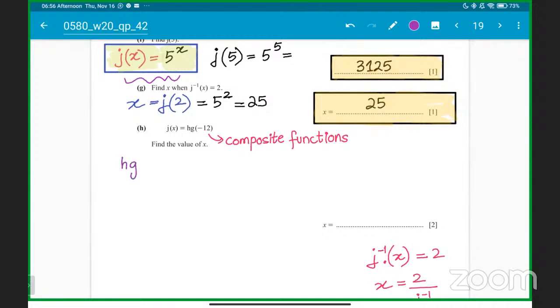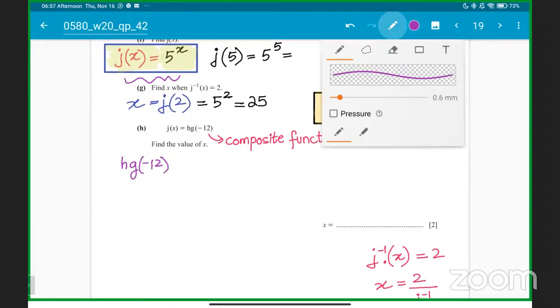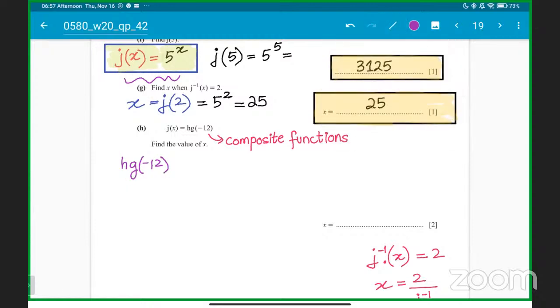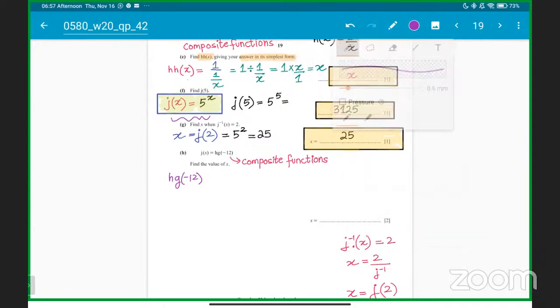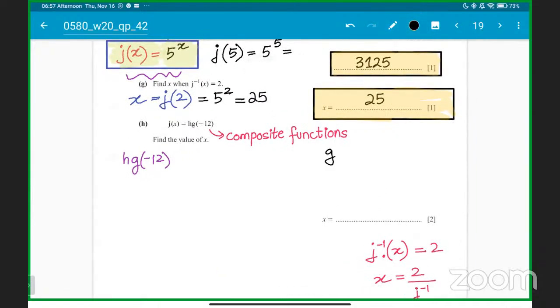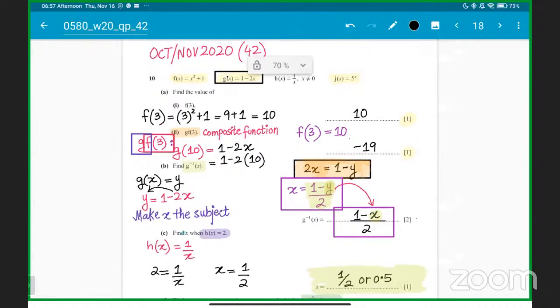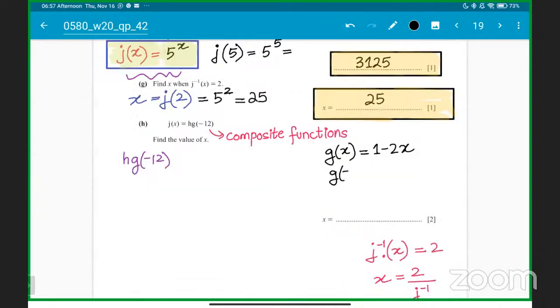Again, the same tactics apply. What are we going to do? First, we are going to put the g of minus 12. So we need all the functions together here. Let's do it here, students. What was the g function? I think 1 minus 2 times x, right? Let's check. Yes, the g function is 1 minus 2x. You are going to first put minus 12 in it. So here we go, 1 minus 2 times minus 12. 2 twelves is 24 positive, and 24 plus 1 is 25. So 25 is coming for this. Once you have the answer for that, you are going to put it in the h function.